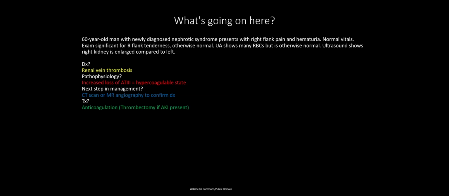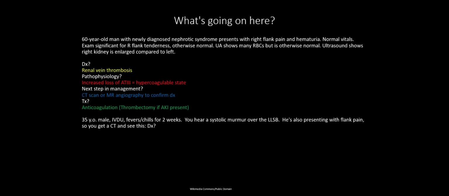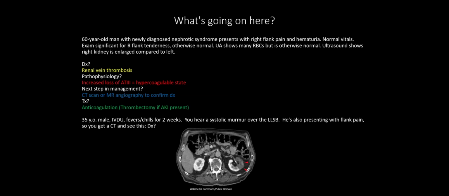Now a related case, a similar-ish presentation, but different risk factors for sure. A 35-year-old male, history of IV drug use, fevers and chills for a couple weeks. You hear a systolic murmur at the left lower sternal border, and now he's presenting with flank pain. You get a CT, and you see this picture on the exam. What's your diagnosis, Mike?